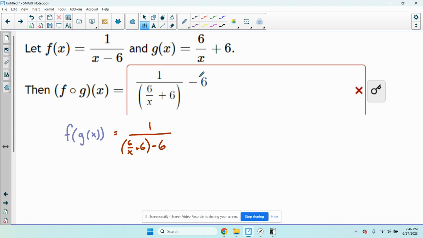Oh, nope, this -6 has to be down in the denominator. It's not subtracting 6 from the entire fraction. It's subtracting 6 from the denominator. So if I simplify this, this is 1 over 6 over x plus 6 minus 6. They cross out. I'm left with x over 6. If you divide by a fraction, it flips. So this is the same thing as x over 6, or 1/6 times x.